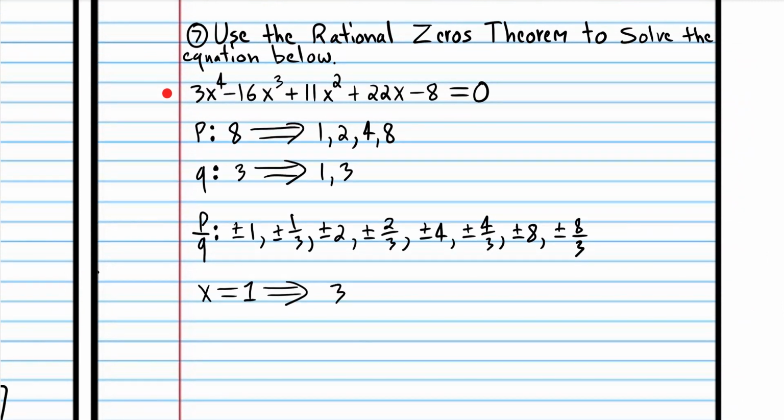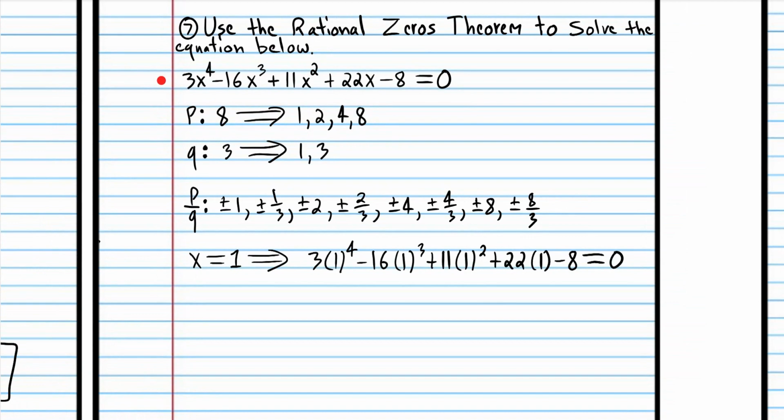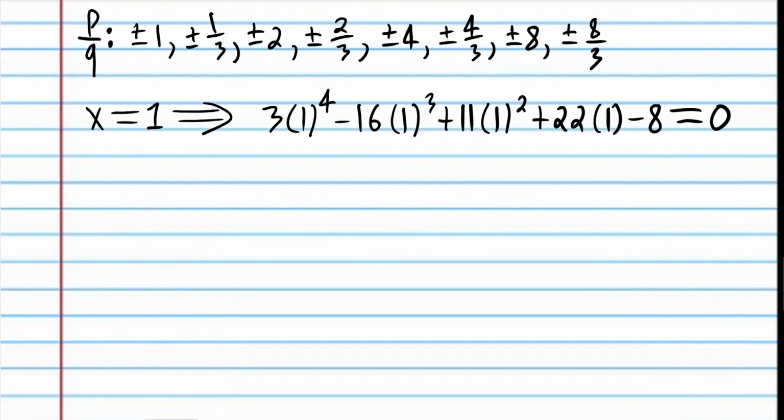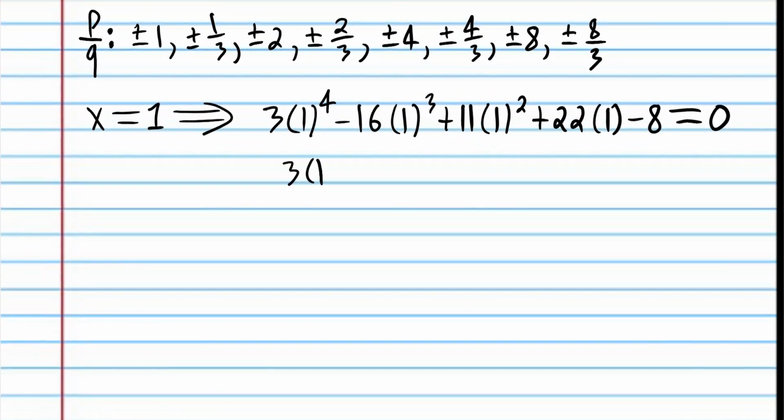And so I'm going to go ahead and substitute 1 for x. So we have the following expression, and you're not going to have to actually show this work. I'm just doing this so you can see exactly what is happening here. So we're going to see if this equation is actually true. So we have to use the order of operations. 1 to the 4th power is 1. 1 to the 3rd power is 1. 1 to the 2nd power is 1. 22 times 1 is 22.